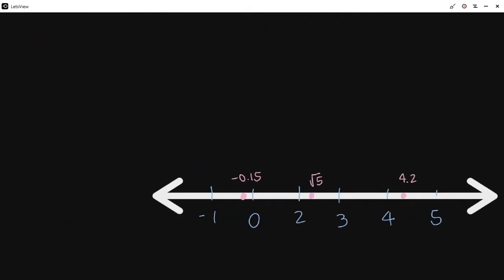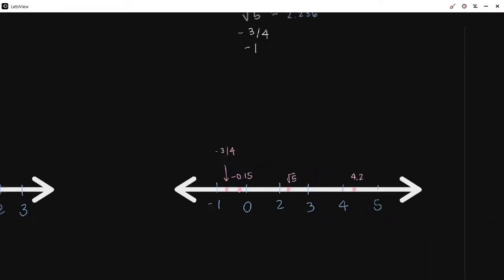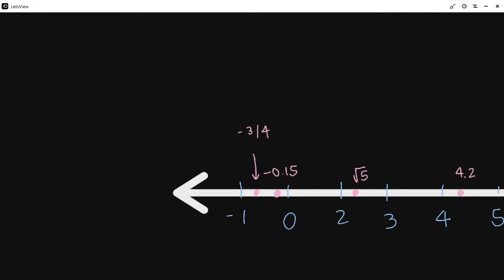Next one is negative 3 over 4. So that would be between 0 and negative 1 and closer to negative 1. I'll just draw an arrow. So negative 3 over 4. And then the last one is negative 1. So that's right on negative 1.